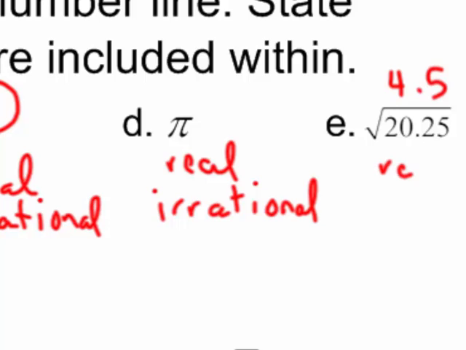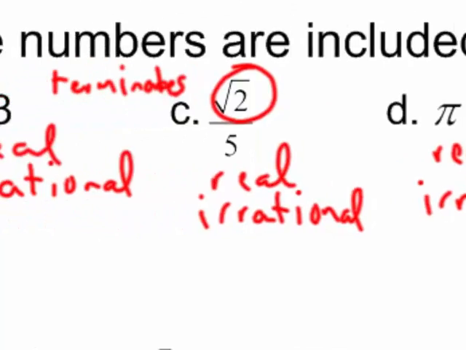First thing, what is the square root of 20.25? 4.5. Well, that is real. It's not the square root of a negative. And at this point, rational or irrational? Well, I can write that as a fraction, or it terminates at 4.5, so it would be considered rational.